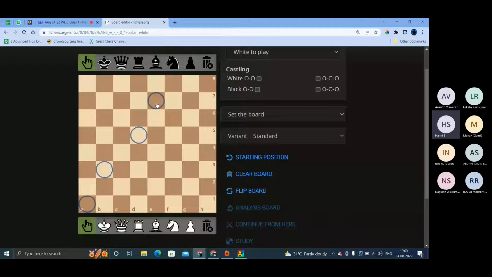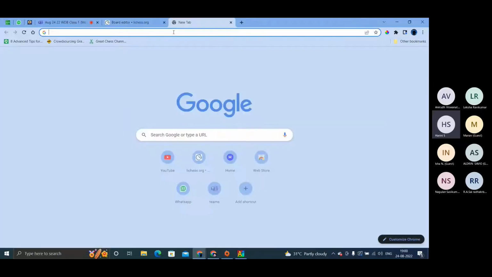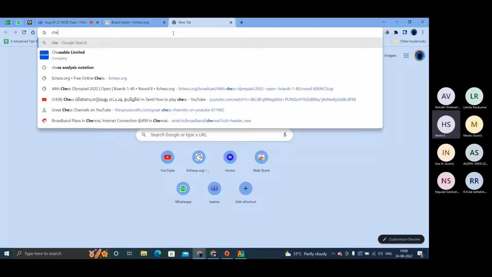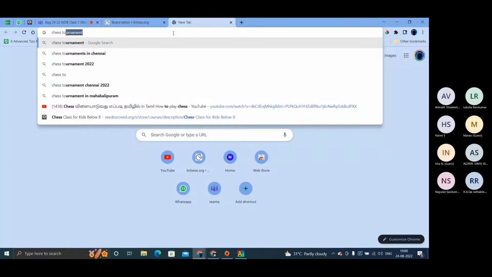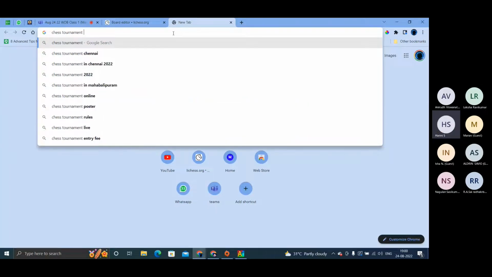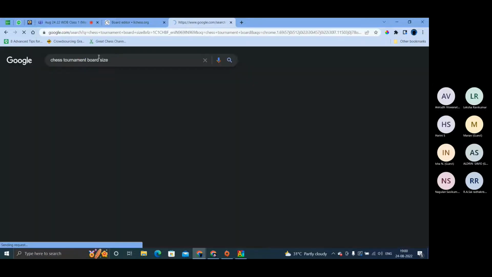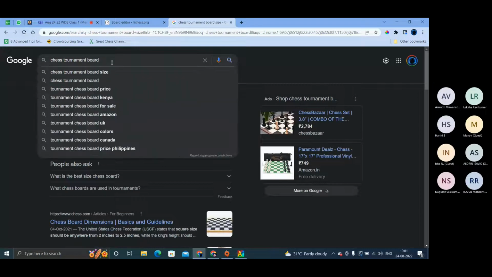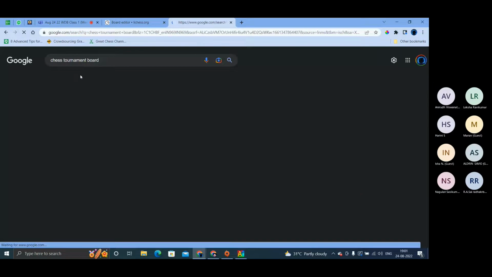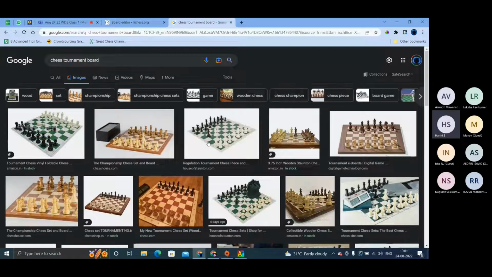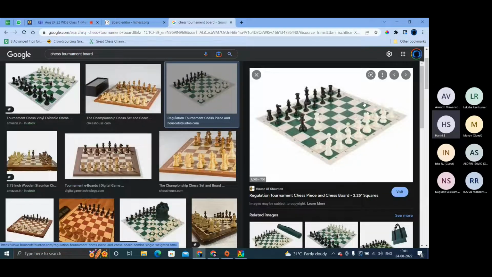You know why do we call this light and dark? I will show it here. When we play chess tournaments, we would be having this kind of board. When you are playing tournaments, you would be using a board like this. It has a dark square, but it is not black in color. It is green in color. And then the light square is white in color.